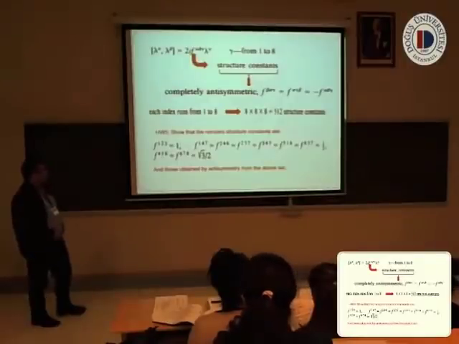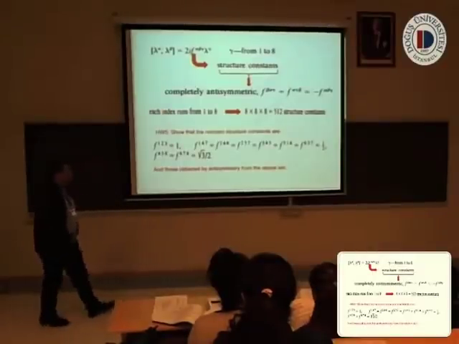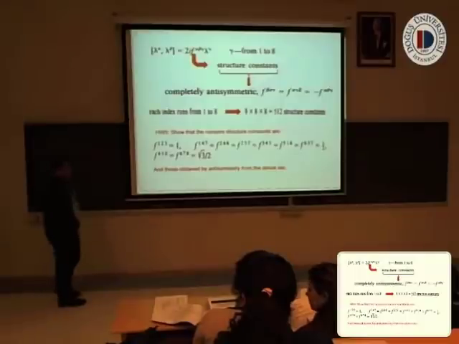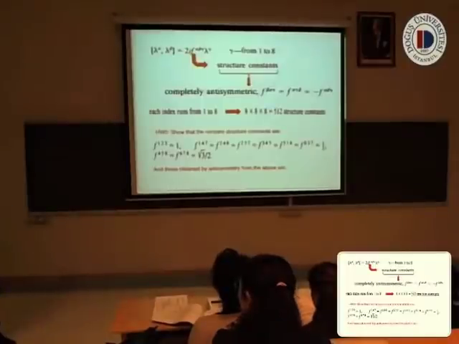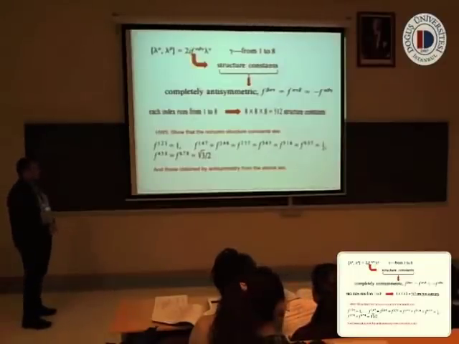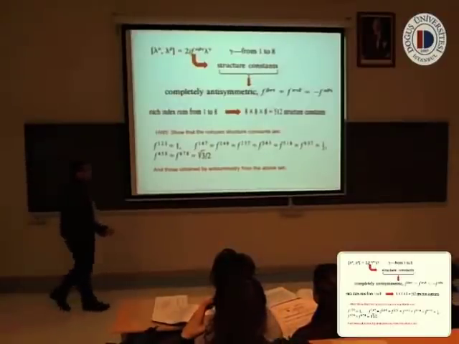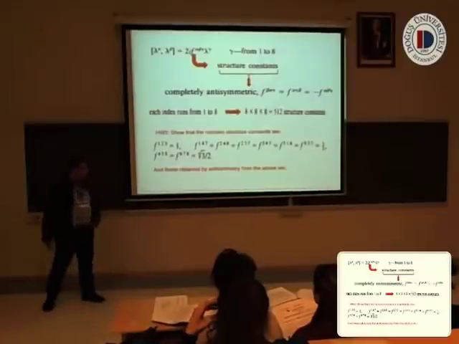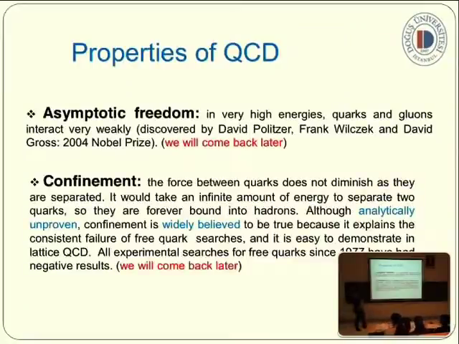So we have 3 indices, so we will have 8 times 8 times 8 equal to 512 structure constants. But most of the structure constants are 0. And for the non-zero ones, there is homework 5: I want you to show that the non-zero structure constants are these, and those obtained by antisymmetry from these. So let's look at the properties of QCD.